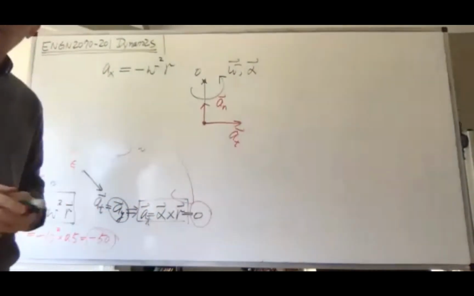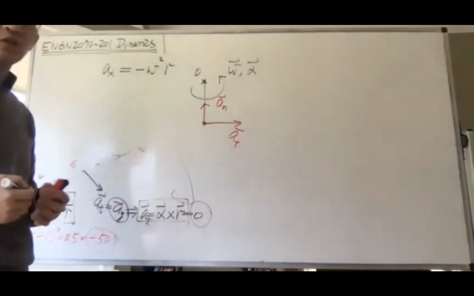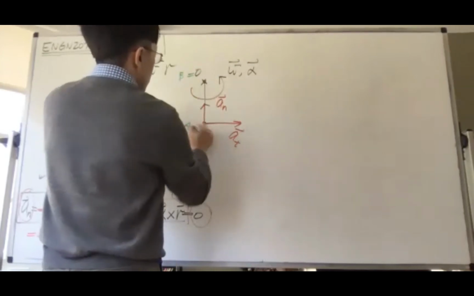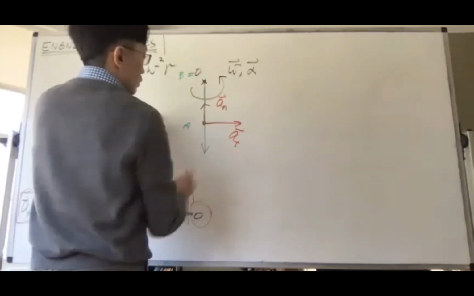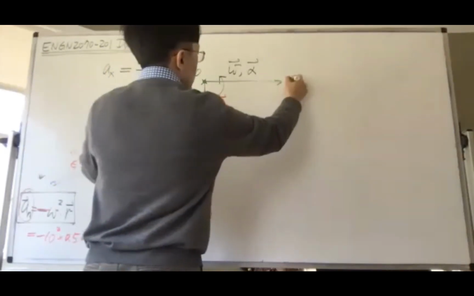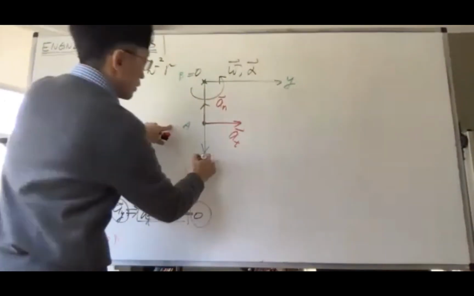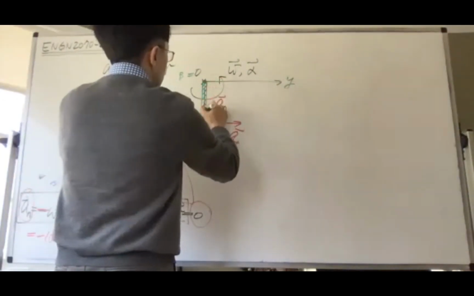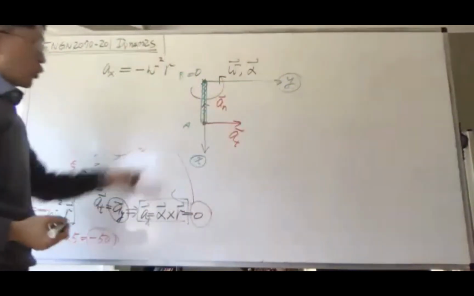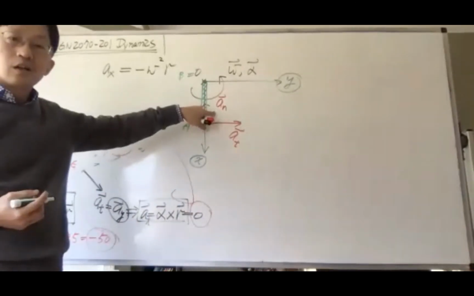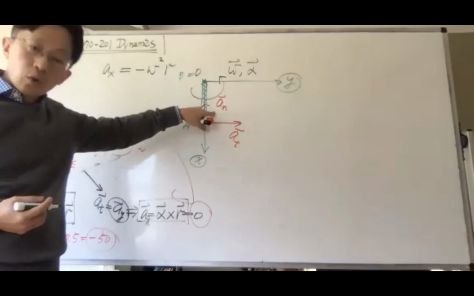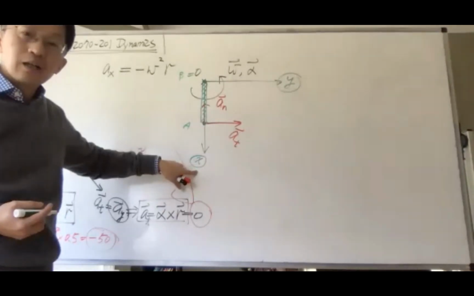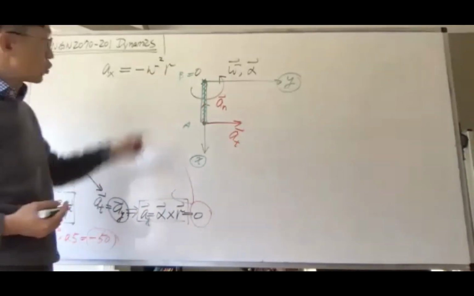However, in our coordinate system, what is the positive direction of x? If this point is point B and this point is A, the positive direction of x is in this direction, and the positive direction of y is in this direction. If you take the top view of the problem, the bar is like this. So here, this is the positive direction of the normal component, but the positive direction of the x component is in the opposite direction. That's why you need a negative sign.